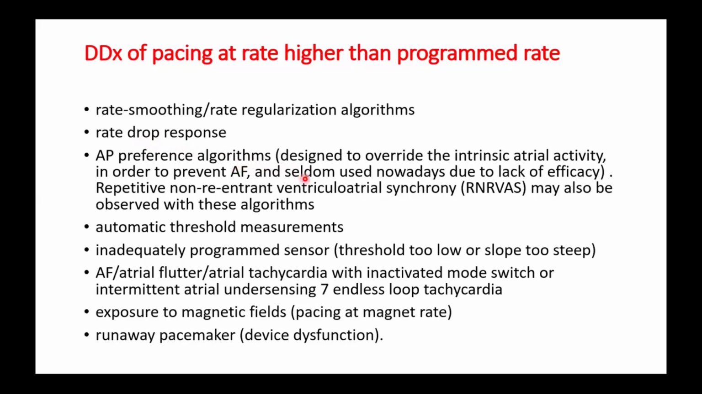Also, some algorithms to prevent AF tend to perform atrial pacing at a rate higher than the intrinsic rhythm to reduce the incidence of AF. However, studies found that this is actually not effective. Also, when you program auto capture, you may incidentally perform pacing during auto capture testing, so you detect a rate higher than the programmed lower rate.